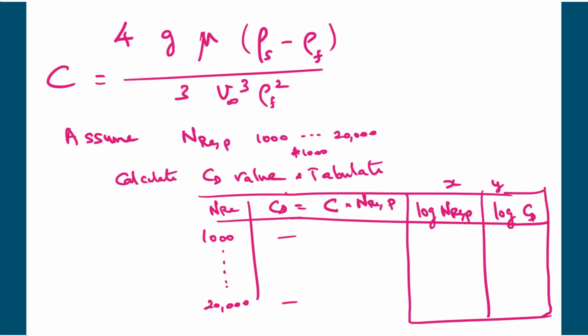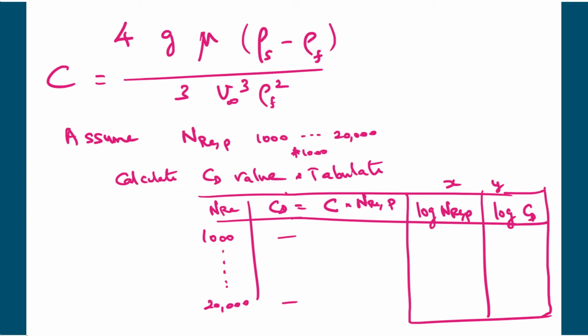Then, using this viscosity value, we will calculate the C value, the constant value, because we know the density of the sphere, the density of the fluid, and the terminal settling velocity. Once the C value is known, assume an NRE value, the Reynolds number of the particle, between 1000 and 20,000, and determine the CD value, where CD is equal to this constant value multiplied by the Reynolds number, which we assume.